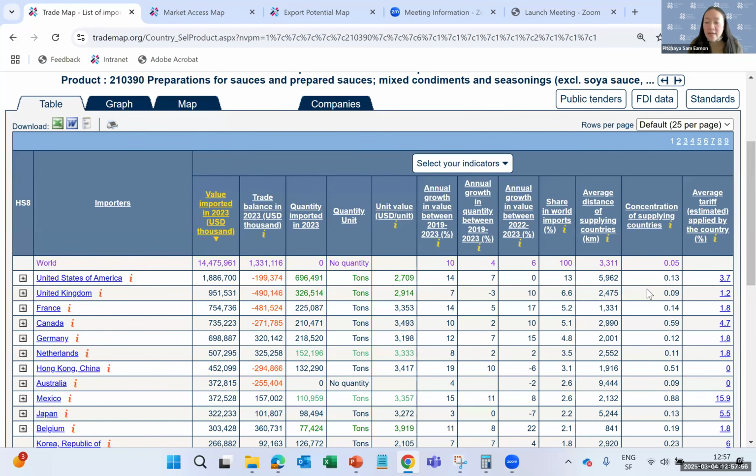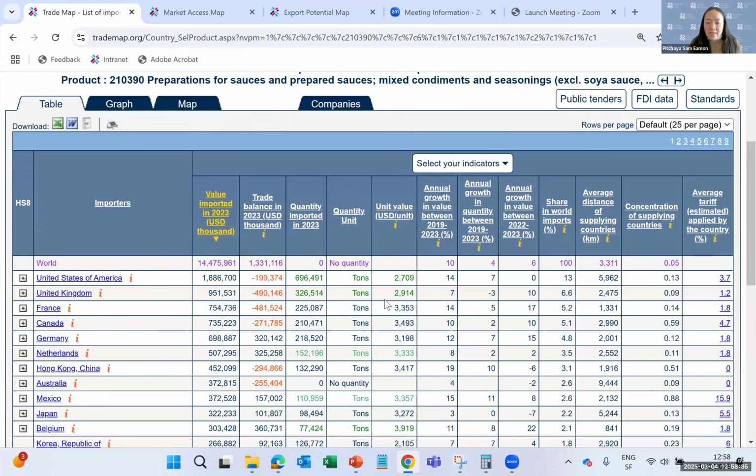As you can see here, for the United States, the concentration of supplying country is 0.13. It means that they are used to buying from different countries around the world. More so for United Kingdom and also for France. But if you look at Canada, 0.19, this is very concentrated. It just shows that Canada is used to buying from its neighboring country. That does not stop you from entering the Canadian market. It simply means that you need to work harder and find the right strategy to penetrate the market.